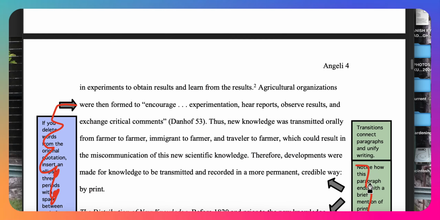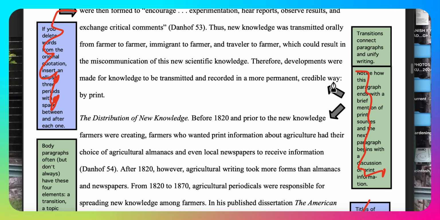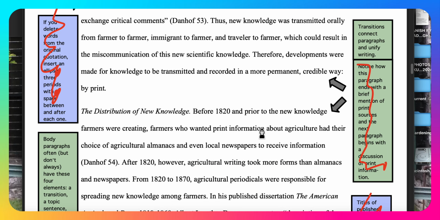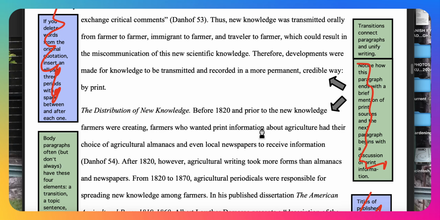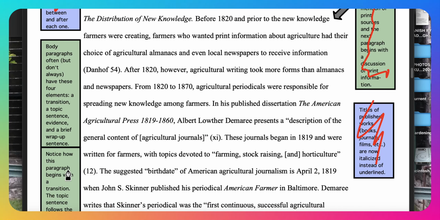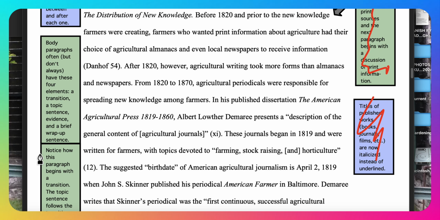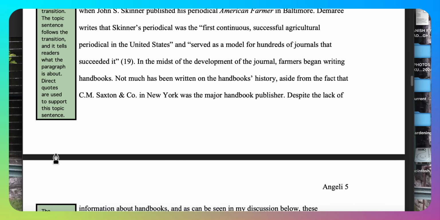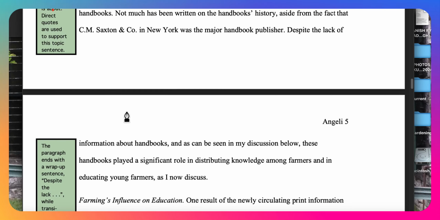Next thing down here, transitions connect paragraphs and unify writing. Remember that even when you're telling a story, when you're telling it in writing, make sure that your movement in the story flows. Here's body paragraphs. You may have learned about them in those terms previously. This is, again, more predictable, more part of a traditional paper. Same with that traditional paper.